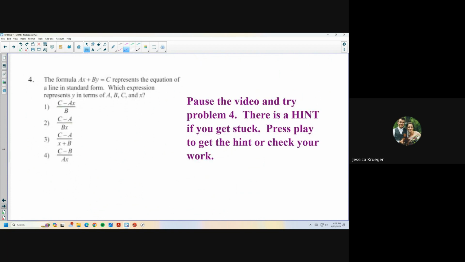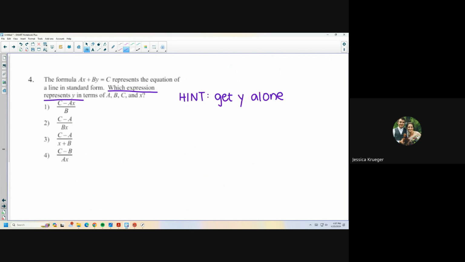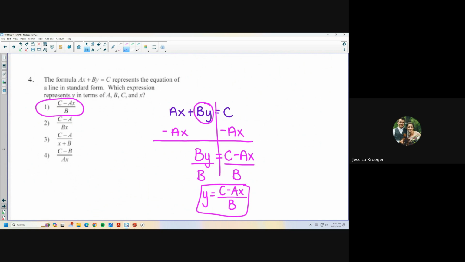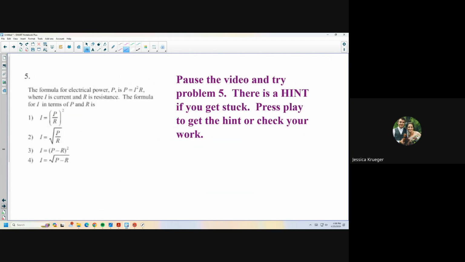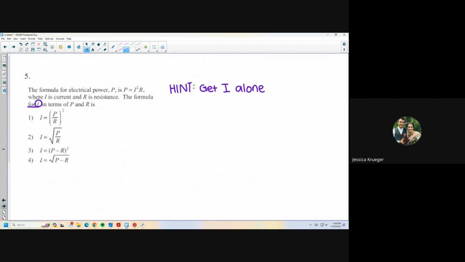Here's number 4. Go ahead and pause and try it. Here's your hint. We are trying to get y by itself. So pause and keep trying. Here's your solution. Two more. Here we go. Here's number 5. Actually, I think I might have lied. There might be 3 more. Anyway, regardless. Pause and try. Here's your hint. Here's your solution.